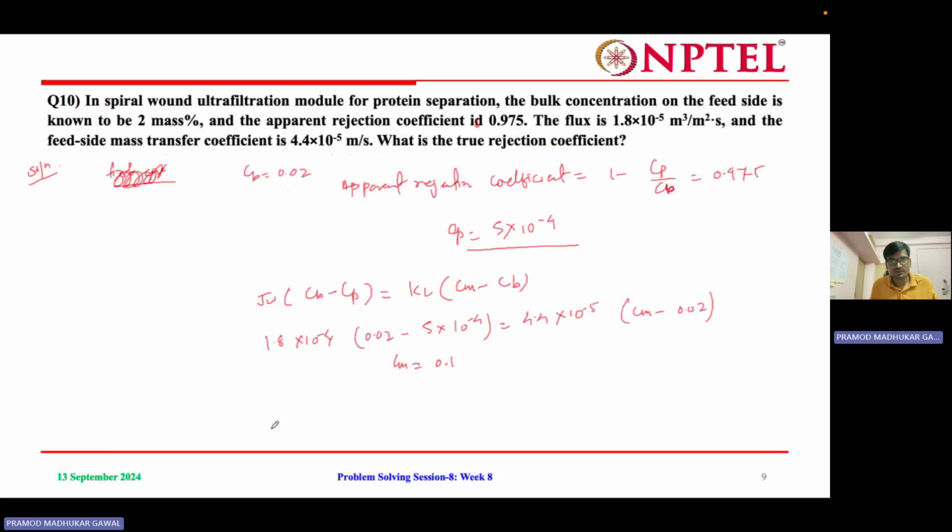Now we have to calculate the true rejection coefficient. One minus Cp by Cm, right? So 1 minus 5 into 10 to the power minus 4 divided by 0.1, which is 0.995. So this is the true rejection coefficient.